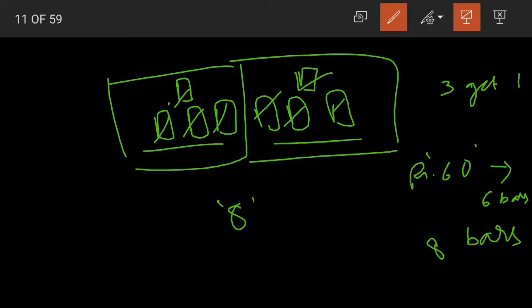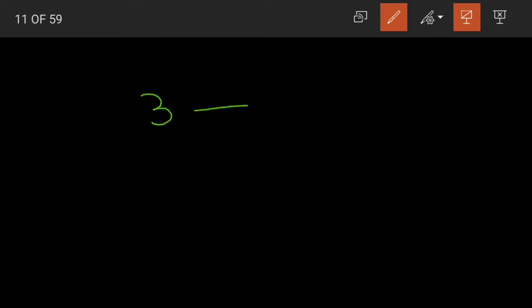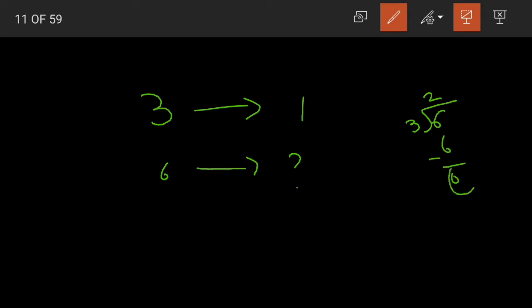Understood, children? What is it? For 3 we will get 1. For 6 how many will we get? We have to divide 6 by 3. 3 twos are 6. When we subtract, 0 is our remainder. So for 6 Milky Bars, we will get 2 Milky Bars free.